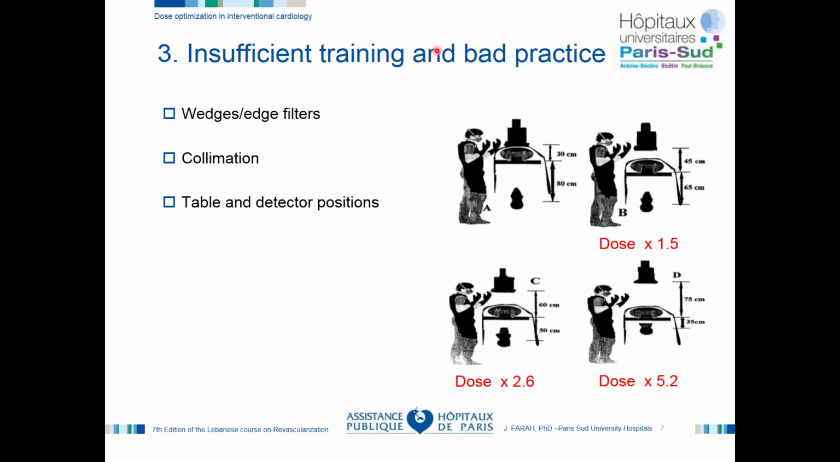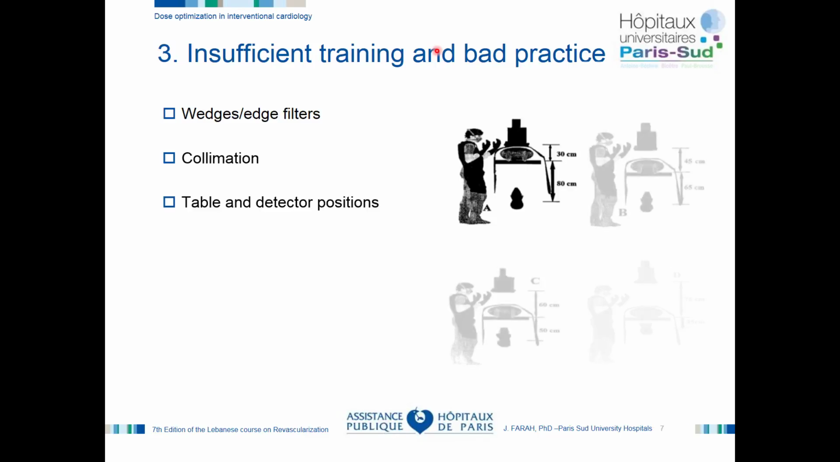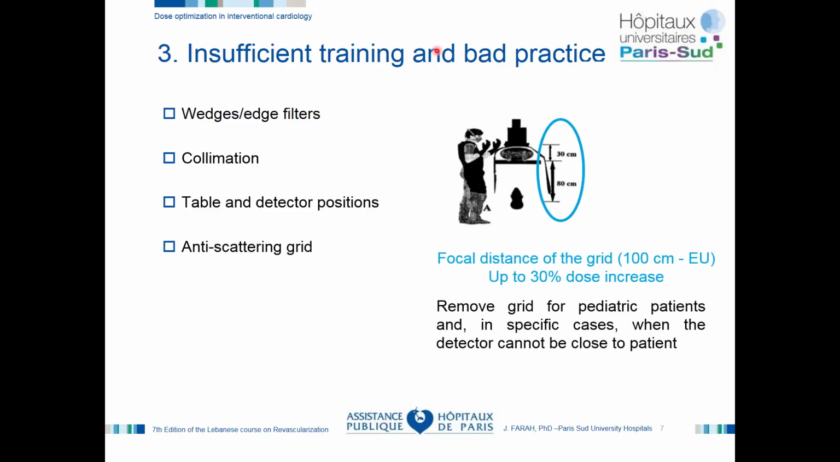Now there's one additional important parameter: this distance. Why is this so important? Because you have the anti-scattering grid, which could actually, instead of improving the image quality, increase the dose if you don't respect the focal distance of the grid. On US equipment it's 110 centimeters, in Europe it's 100 centimeters. And the dose increase, if you don't respect this focal distance, is up to 30% and sometimes even more.